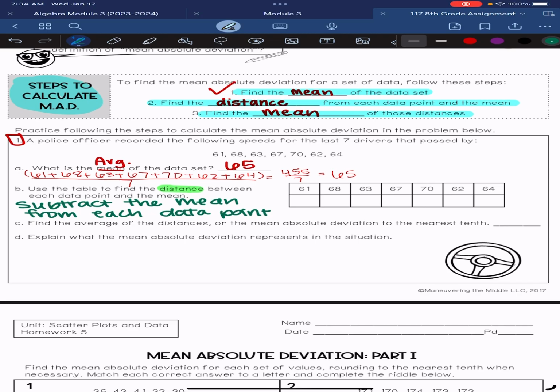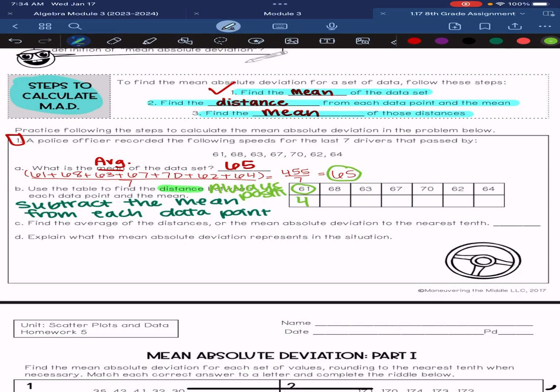So what that means is distance is always positive. Distance will always be positive. So we're always going to put the absolute value, or the positive distance, between the mean and the data points. So what we need to do now is subtract. I'm going to do 61 minus 65, and that gives me negative 4. But remember, distance is always positive, so I'm just going to put 4.